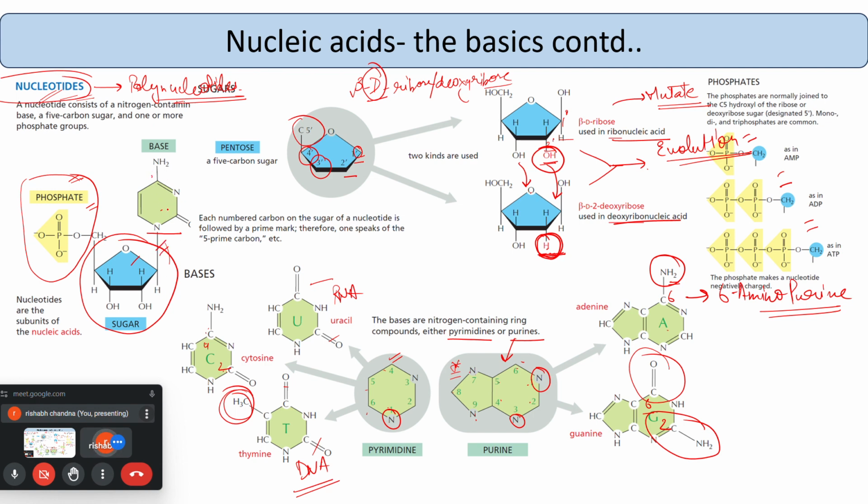In case of pyrimidines, the first N is used for making the bond with the sugar, and in case of purines, the ninth N is attached to the 1 prime carbon of the pentose sugar.